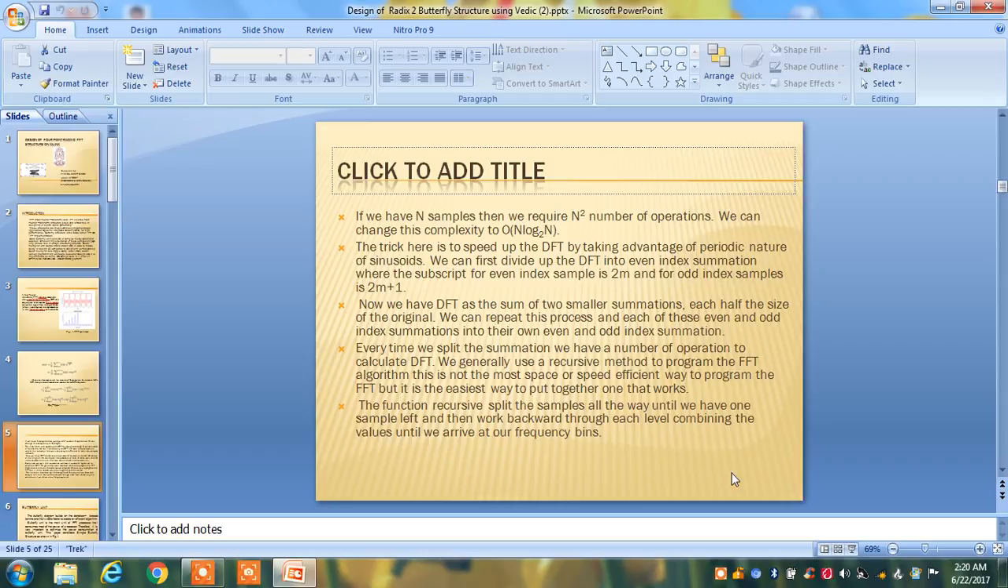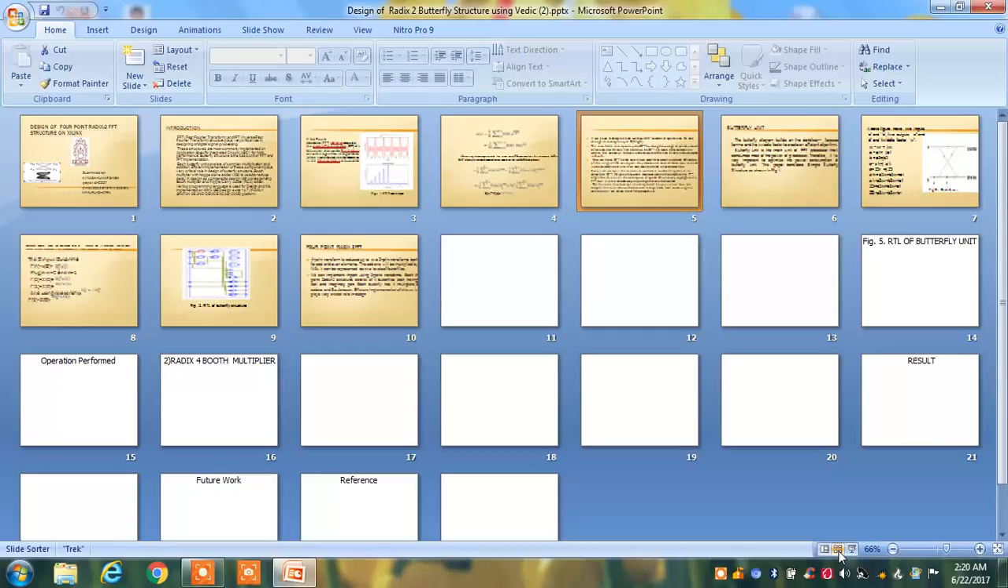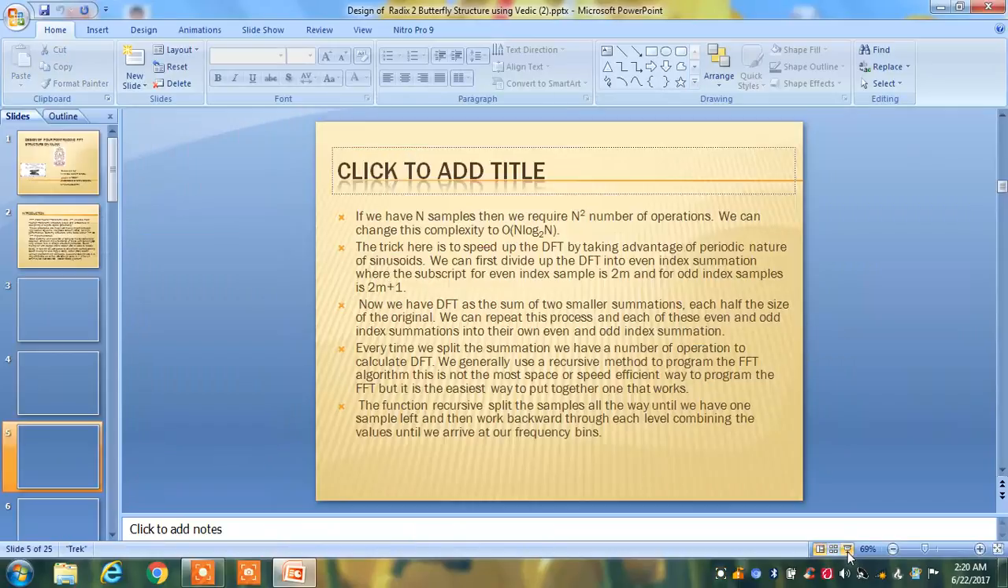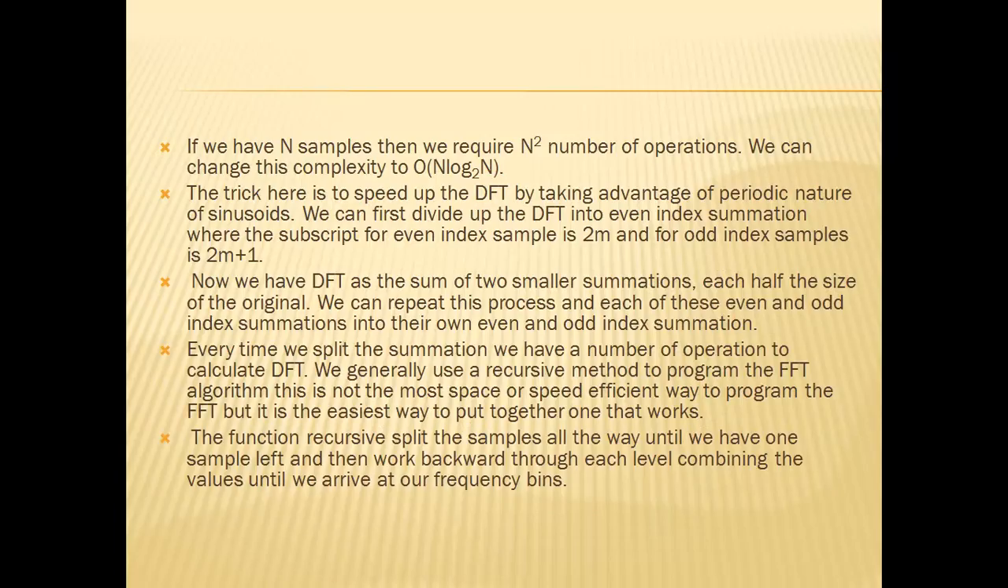This is not the most space or speed efficient way to program the FFT, but it is the easiest way to put together one that works. So the function recursively splits the samples all the way until we have one sample left, and then works backward through each level, combining the values until we arrive at our frequency range. So this is basically the way the FFT works, and the way the FFT is much faster than the DFT structure.